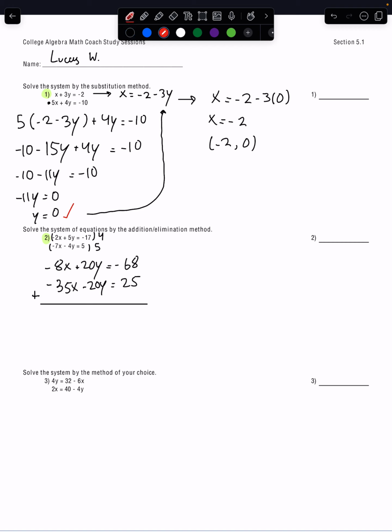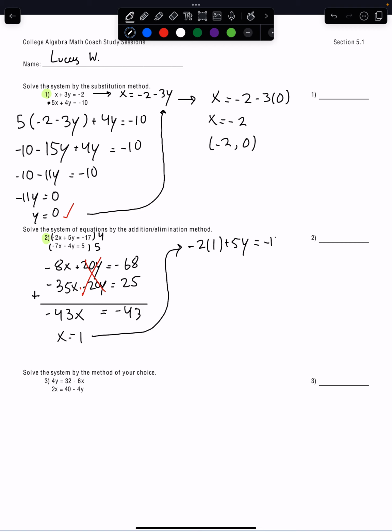When we add these together, we notice our y values cancel out. We get negative 43x is equal to 43, which means x is equal to 1. And then I'll just choose the first equation to plug x back into. We'll get negative 2 times 1 plus 5y equals negative 17. Negative 2 times 1 is just, you guessed it, negative 2. Everything else stays the same.